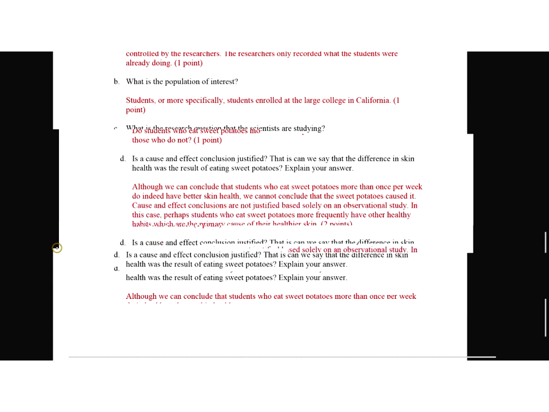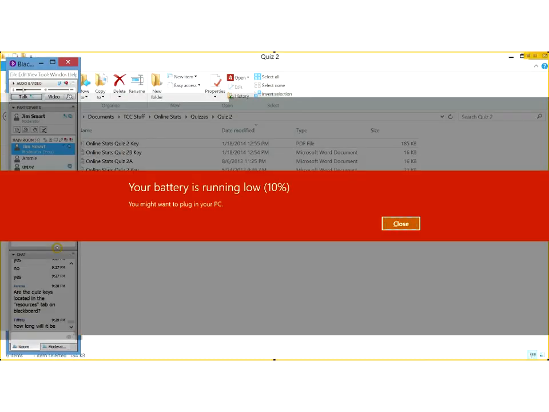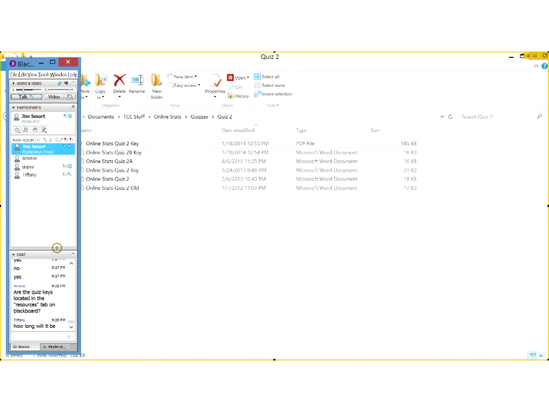Let's see here, and I think letter D on number 2. All right, the first sentence is longer than it needs to be. You could have just said no, because cause and effect conclusions are not justified based solely on an observational study. And then, of course, the reason why they're not justified is because there could be other explanatory variables that are not controlled, other lurking variables.